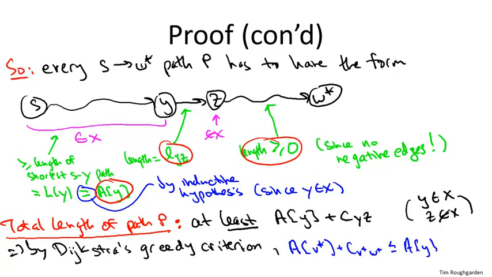So what have we shown? We've shown that the length of our path is no more than what's a lower bound on the length of this arbitrary other path P. So this completes the proof.